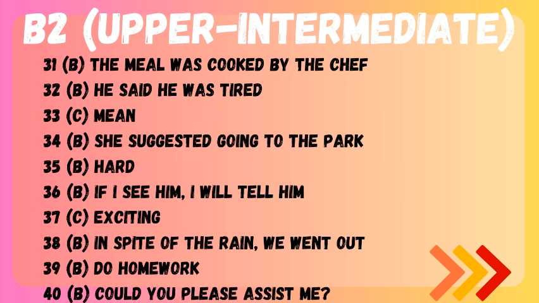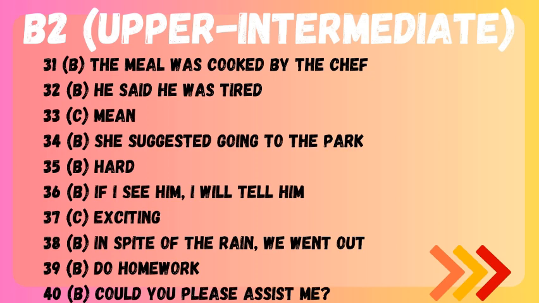31. B. The meal was cooked by the chef. 32. B. He said he was tired. 33. C. Mean. 34. B. She suggested going to the park. 35. B. Hard. 36. B. If I see him, I will tell him. 37. C. Exciting. 38. B. In spite of the rain, we went out. 39. B. Do homework. 40. B. Could you please assist me?